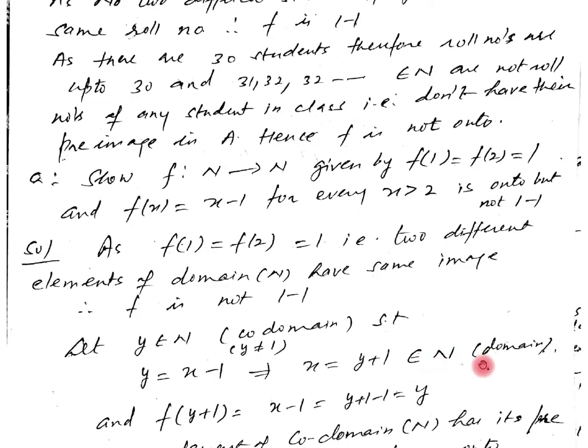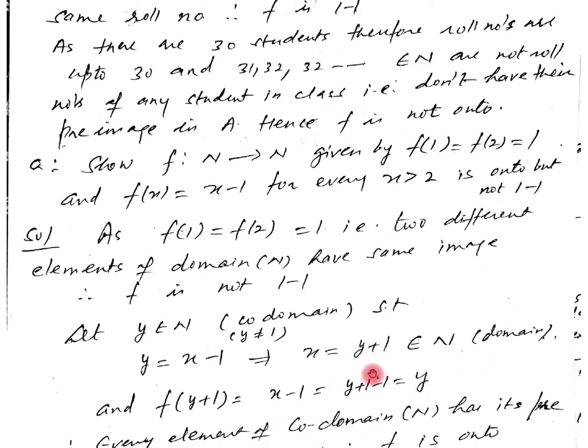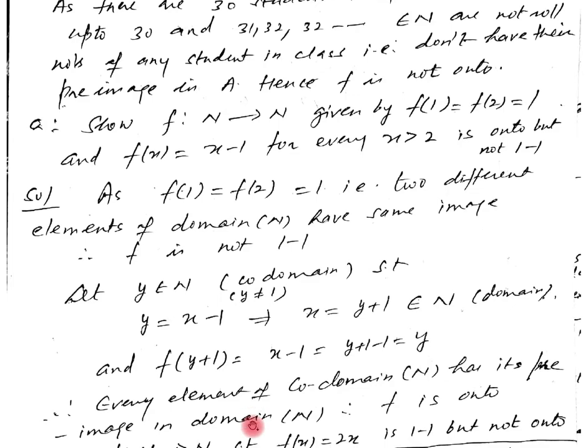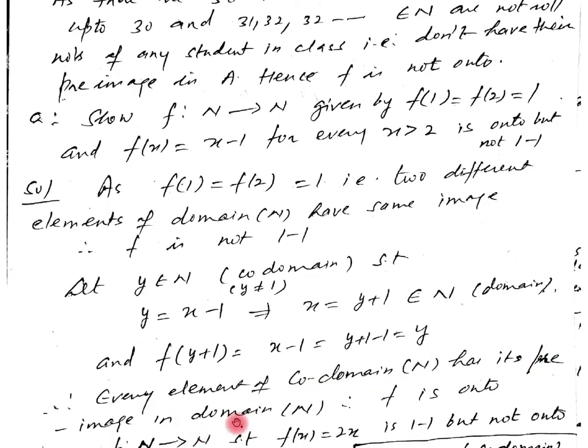They belong to N, meaning the domain, and also the image of this element, f of y plus 1. F of y plus 1 can be given as what? Putting x equal to y plus 1 in x minus 1, we are getting y. Now we have taken any arbitrary element from the codomain, and for that value of y, we have proved that there is an x belonging to the domain and its image is equal to y. So we can say every element of the codomain has its preimage in the domain.